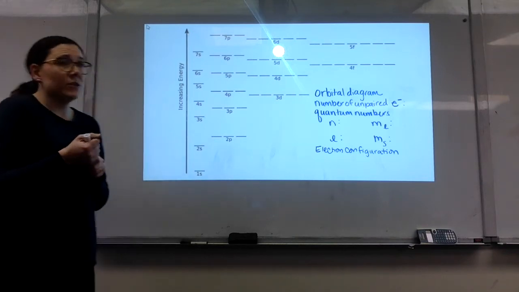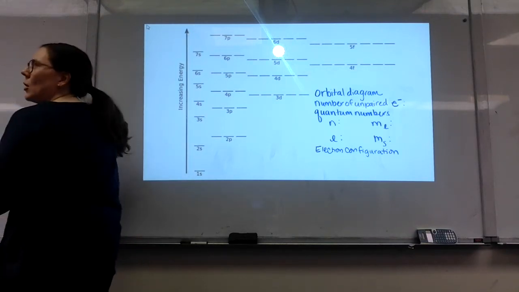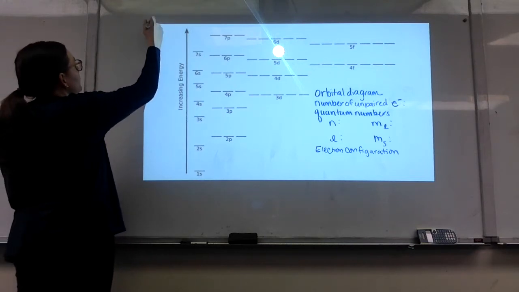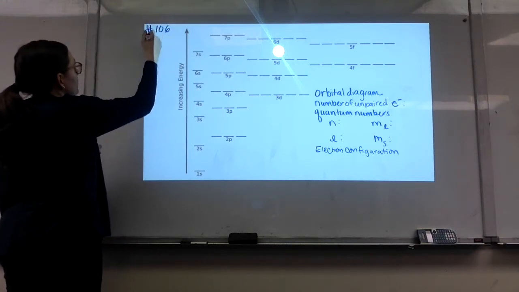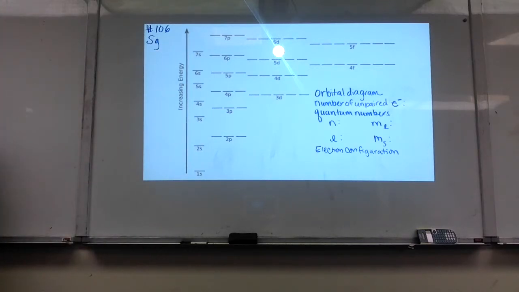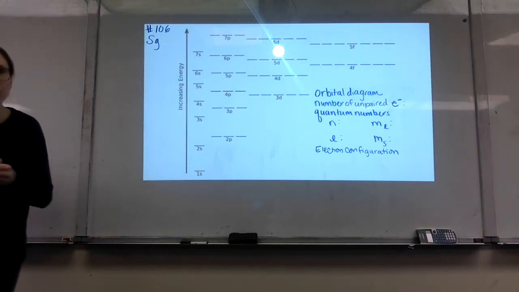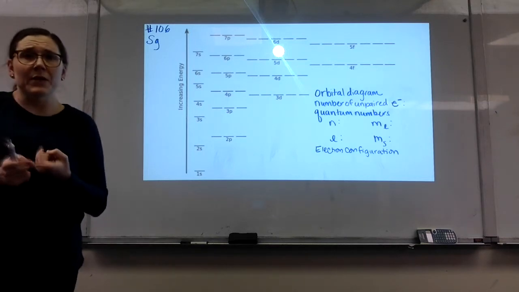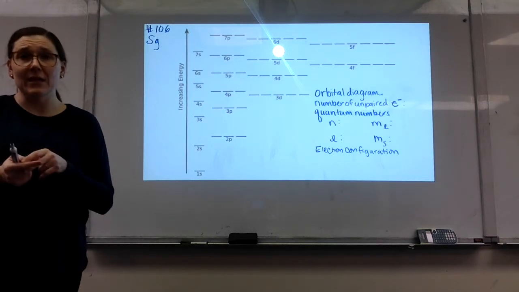To start with, I'm going to do element number 106, which is Seaborgium. All right, that's element 106. So that means in its neutral state, there are 106 protons and there are 106 electrons.